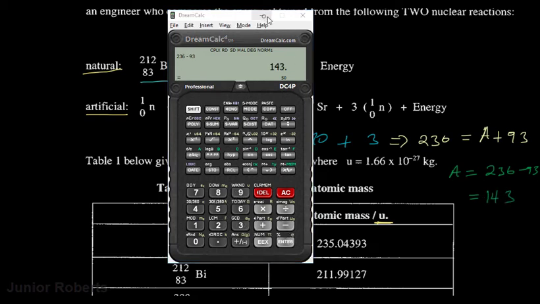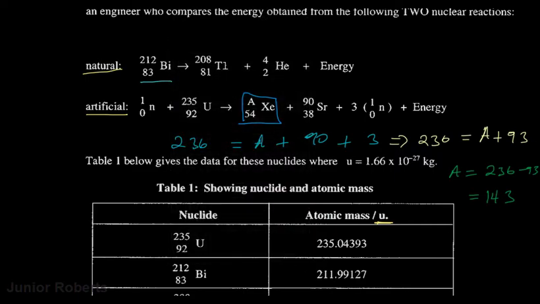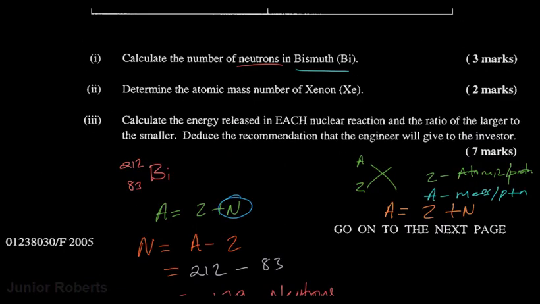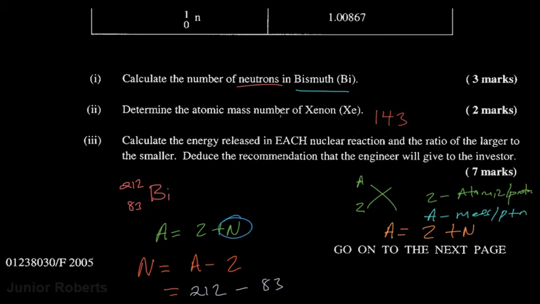So therefore, the mass number of xenon would be 143, and that would be our answer there. So we would have just found the atomic mass number of xenon as 143. Now, the next question wants us to calculate the energy release in each nuclear reaction and the ratio of the larger to the smaller, and then we're to deduce the recommendation that the engineer will give to the investor.